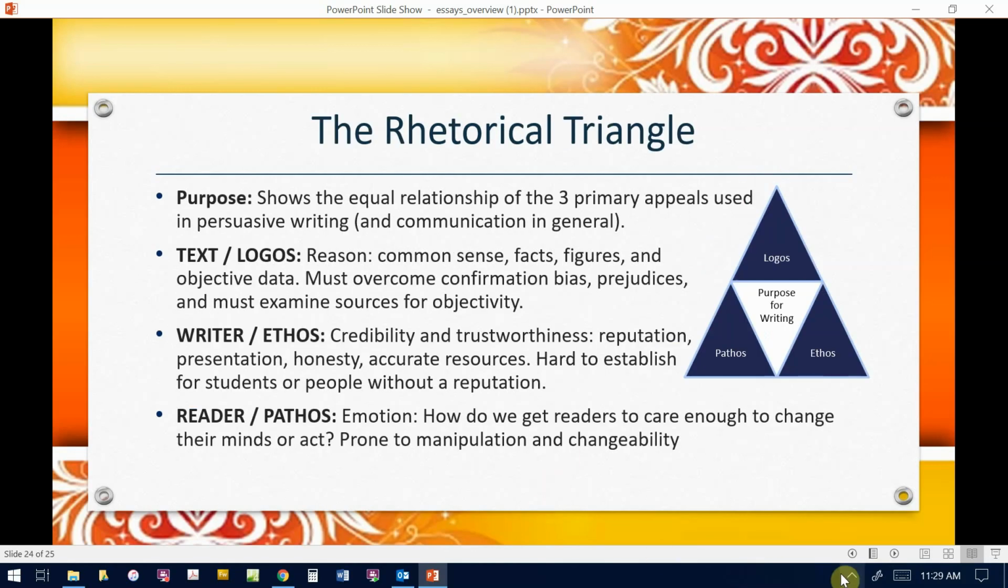Okay, for the rhetorical triangle, I am going to have a second video that covers this, because this is specifically something that we use over and over again in Comp 2. So I want to make that separate so you can just watch that if you need it.